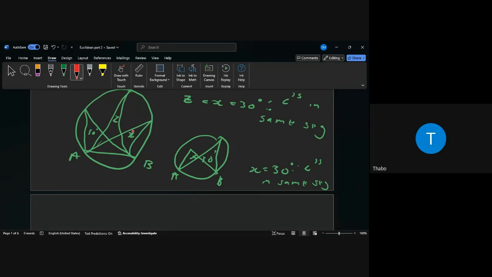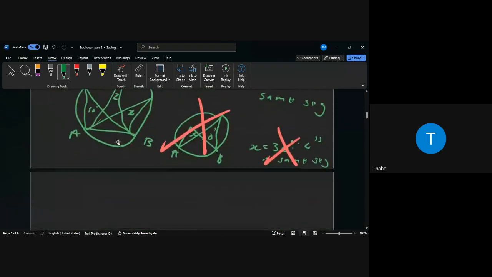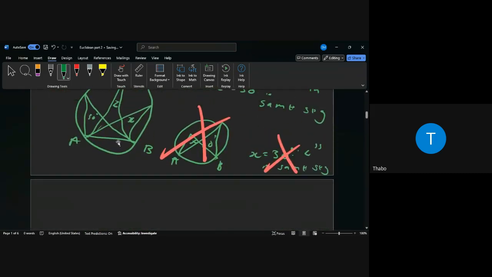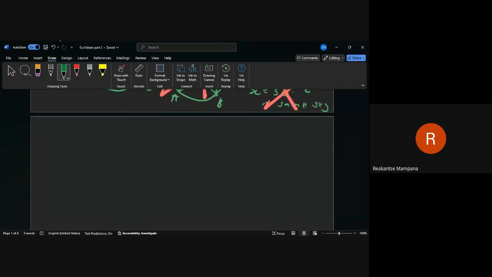No, you're lying. How can this x be equal to 80? Because this x is not subtended at the circumference. It's not. How can the x be equal to 80? Guys, are you listening? I feel like you guys are not paying attention today.